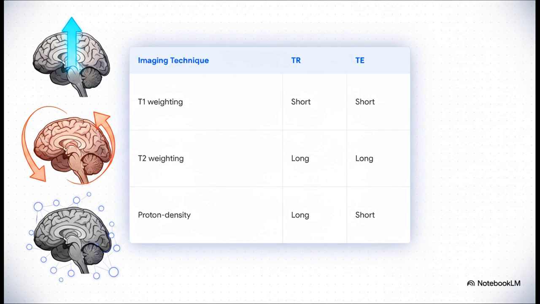decay of transverse magnetization. And if we mix a long TR with a short TE, well, we essentially cancel out both of those effects. That yields a proton density image, where the brightness is just based on how many raw hydrogen protons happen to be hanging out in that tissue.